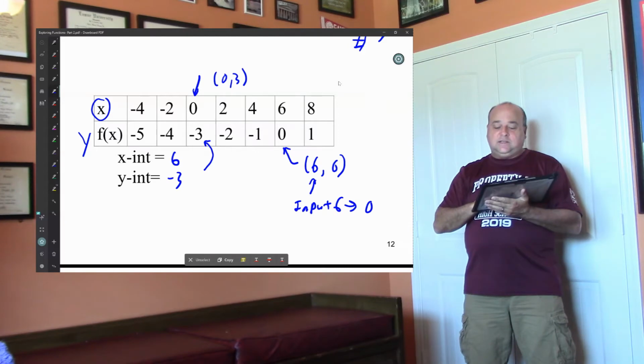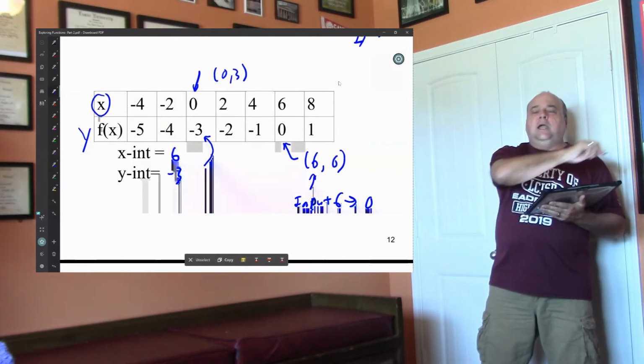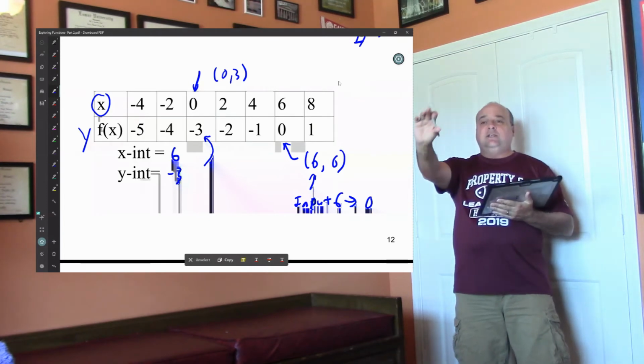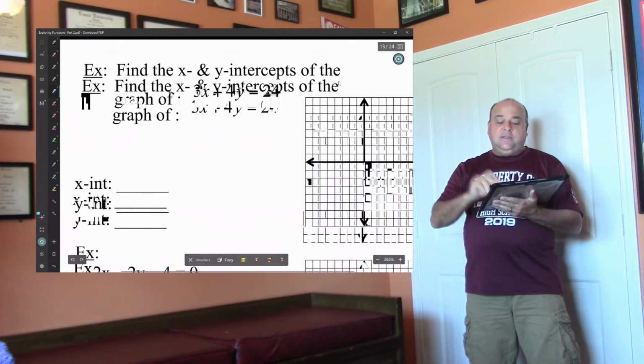Let's take this one step further. Now the x's are skipping, so we won't do it. Okay, let's continue on. So we just found the x-intercept from a graph and from a table. Okay? Now then we're going to do this.